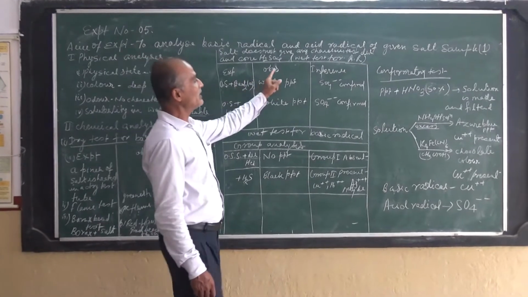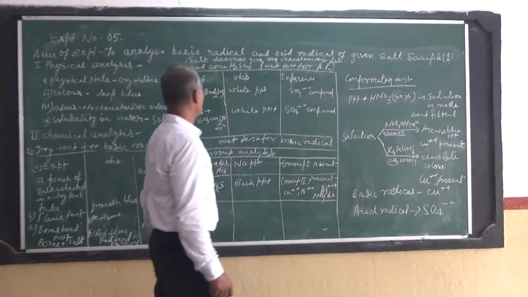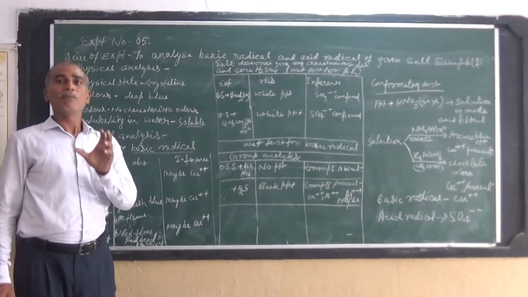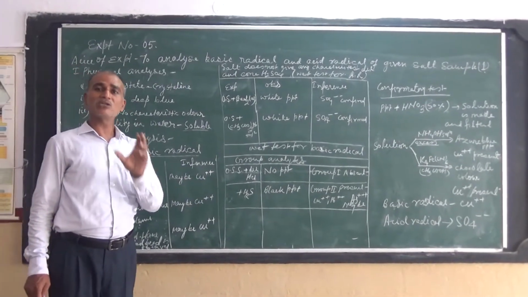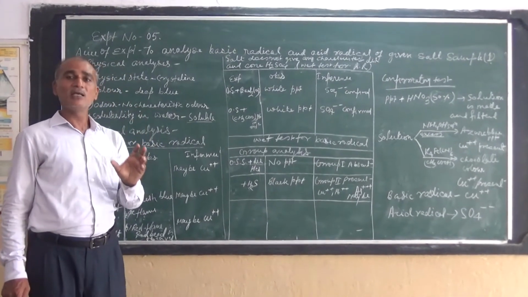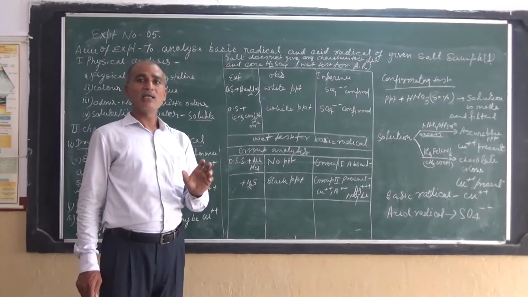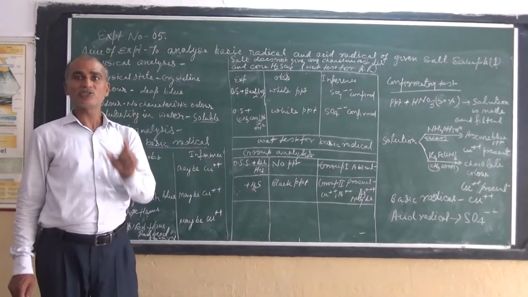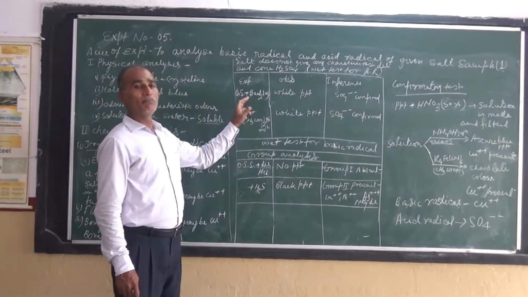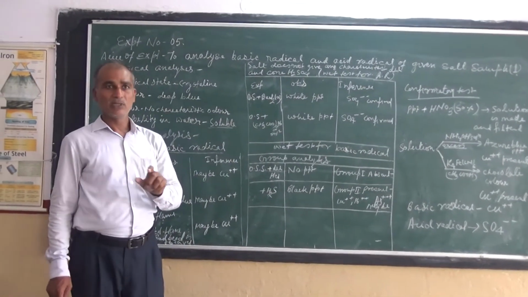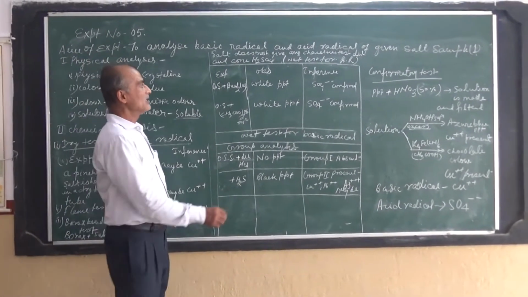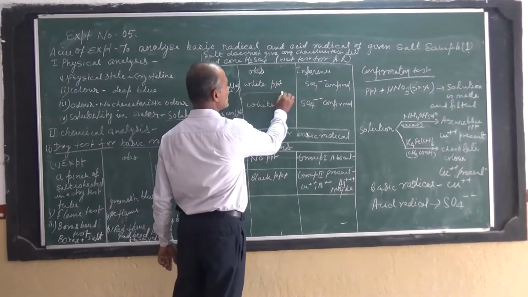Now the wet test for acid radical. Here in the wet test, first of all we have to take the given salt sample and make its solution in distilled water. Then after we have to add barium chloride solution, and it will give you a white precipitate.